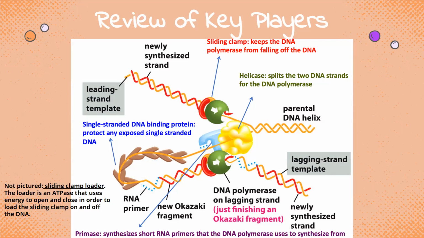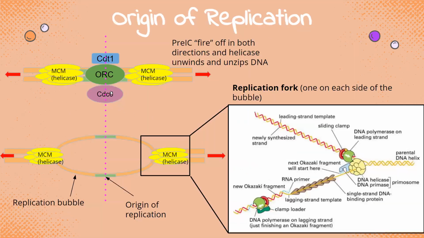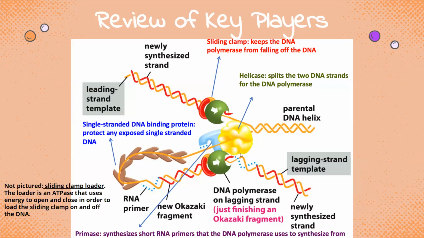They're just not pictured. So you have the important ones that you talked about. We have all the ones coming from the pre-IC. So you have the ORC, you have CDC6, you have CDT1, and you have the MCM right here. And then you also have the clamp, you have the polymerase, and then you have the single stranded DNA binding protein right here.